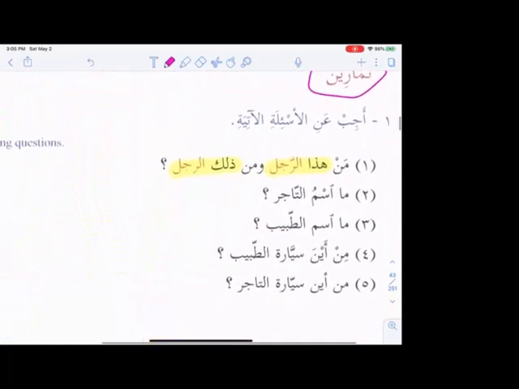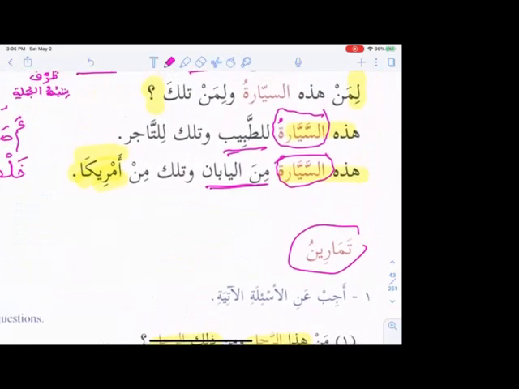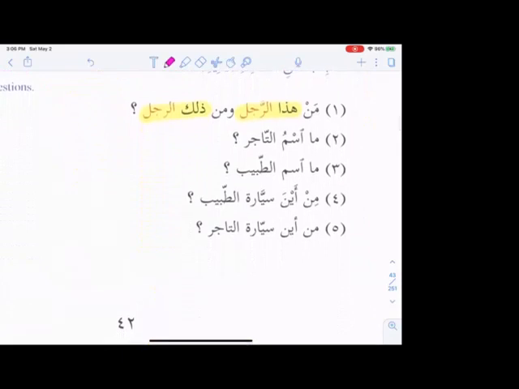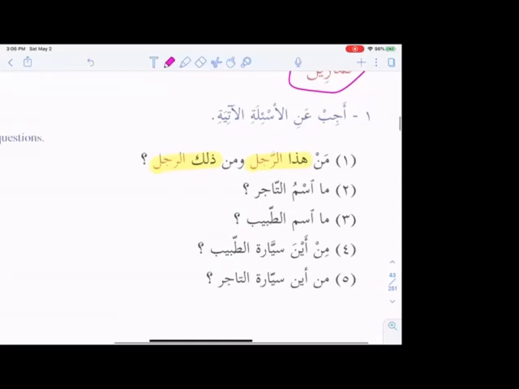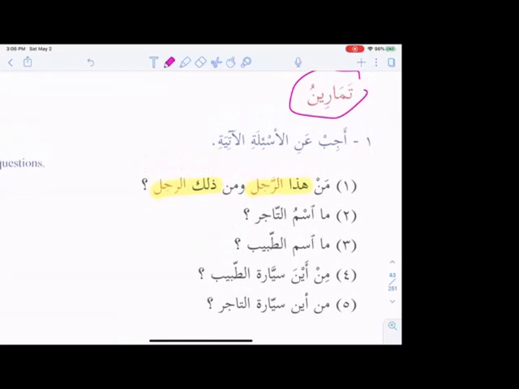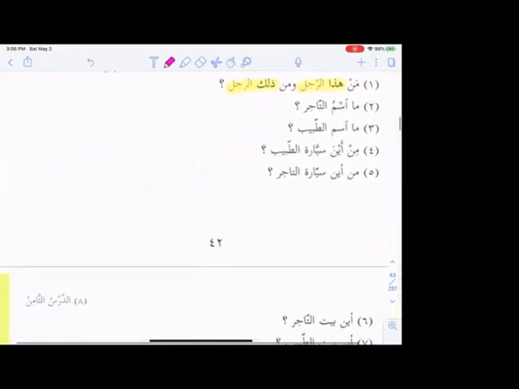Now, من أين سيارة الطبيب? From where is the car of the tabib? I think it is سيارة الطبيب. What will you say? سيارة الطبيب من الياباني, and سيارة التاجر من أمريكا. So you have to write everything. Write, ponder over what you're writing and analyze it simply. I don't want to go into detail. Just simple, one word or two words at the most.